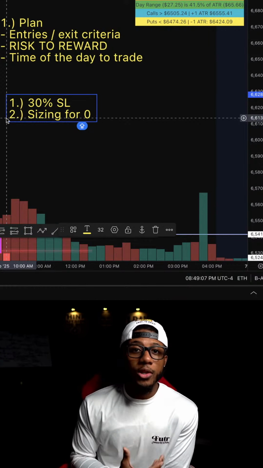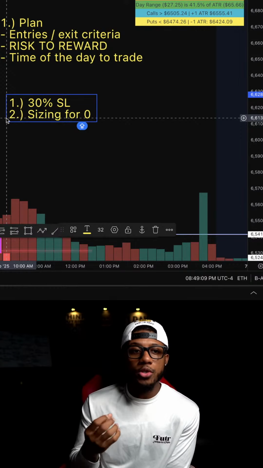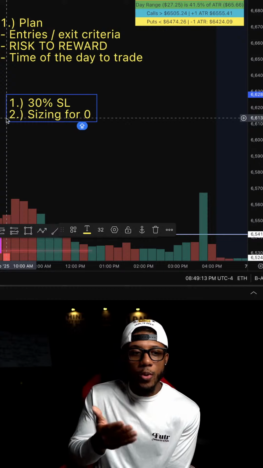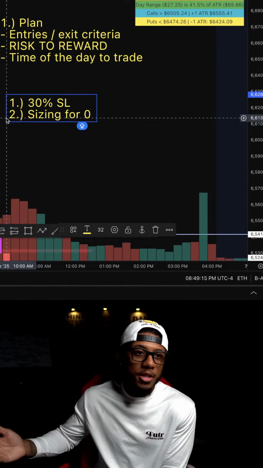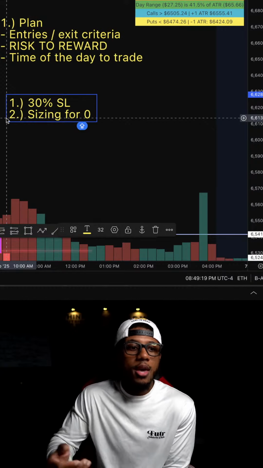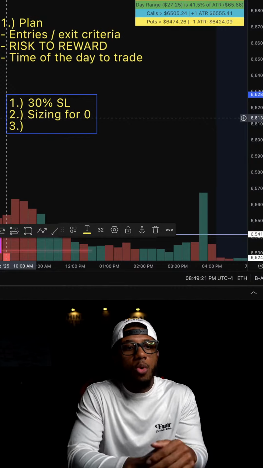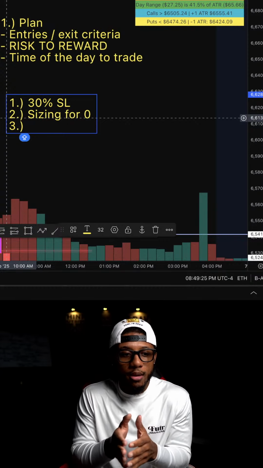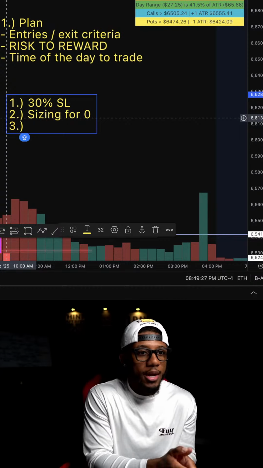But the one thing that I had learned is that my risk to reward started to be off. I'm sitting here winning trades, but they're not making up for the losses because they're damn near equal, or my losses are higher than my wins. And then this is when I said, okay, well, what's the median in between sizing for 0 and having a stop loss?